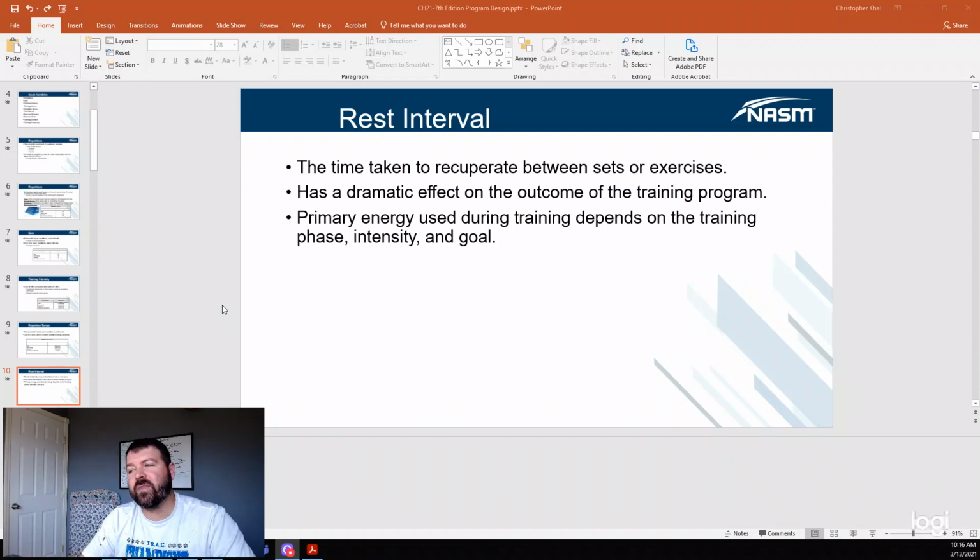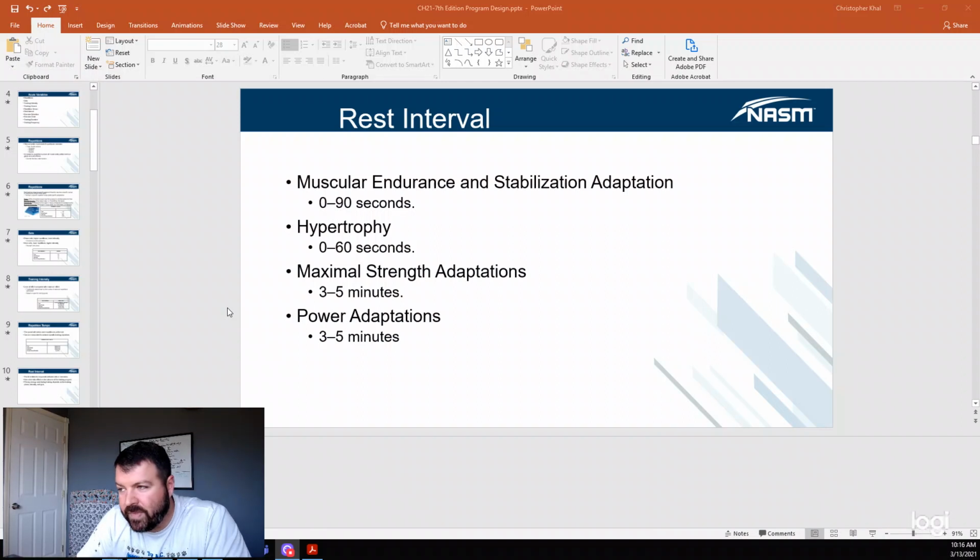Rest interval, the time it takes to recuperate between sets or exercises, has a dramatic effect on the outcome of the training program. Primary energy used during the training depends on the training phase, intensity, and goal. Okay, so how much rest time are you going to allow yourself? For muscular endurance and stabilization, up to 90 seconds, a minute and a half.